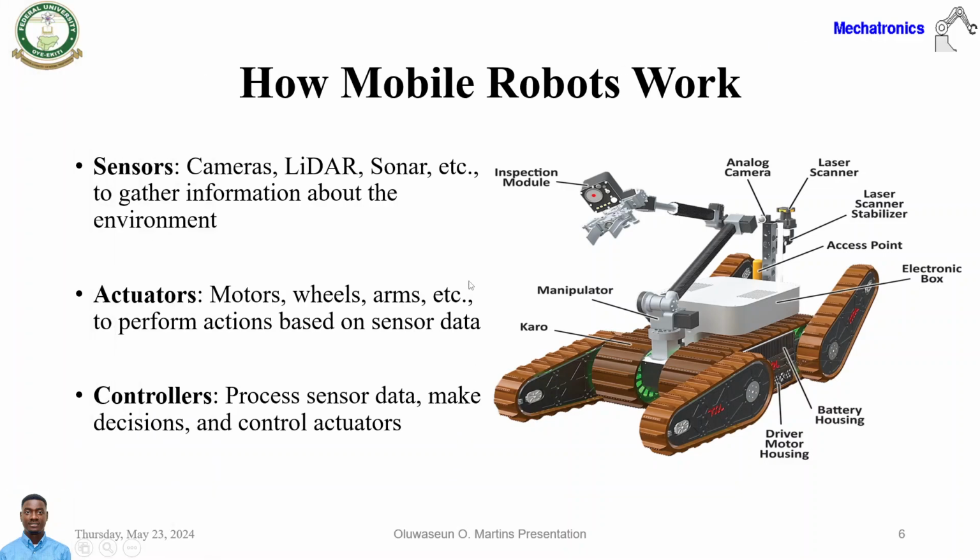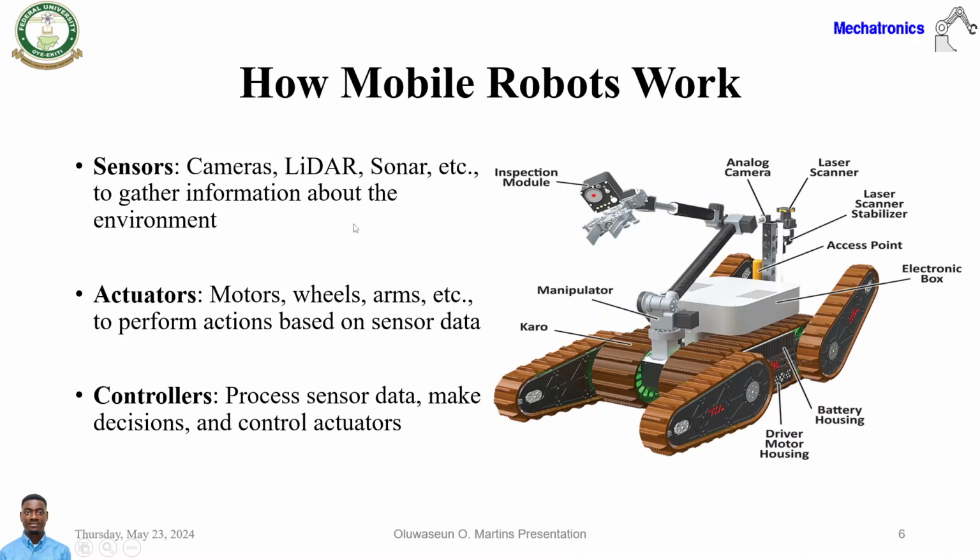Now, how do mobile robots work? If we look to the right of the screen, we can see a mobile robot with an attachment for inspection. It has a manipulator to move around this arm for inspection. There is the electronic box where you have the controller or the electronics of the mobile robot. You have the battery housing, the driver motor housing as well, and you have the laser scanner for environment mapping and the analog camera also to practically see its environment.